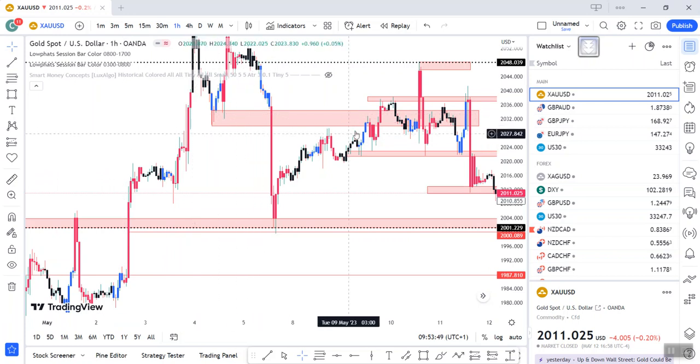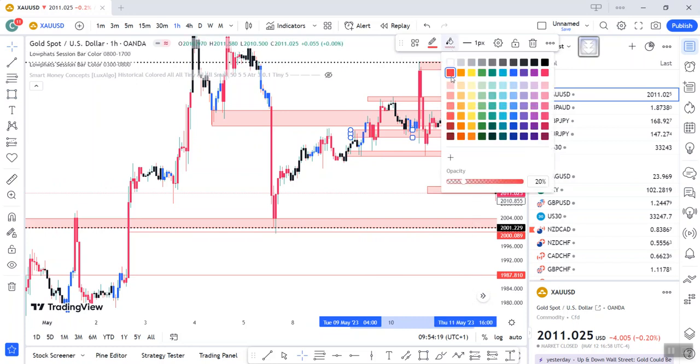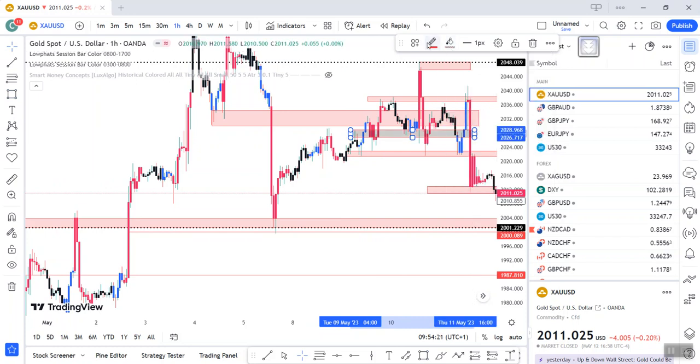You see that London has respected it once, twice. It has respected it one, two, three. If I draw this Asian zone here too, you see that it has been respected multiple times. If you look at this Asian zone here, let me just put it as black.